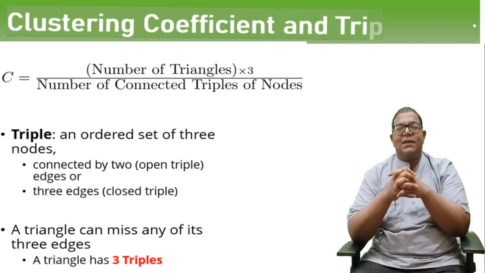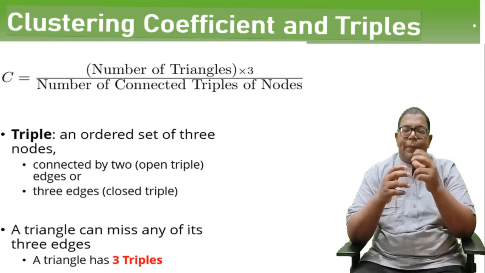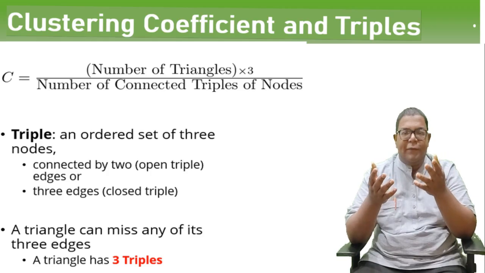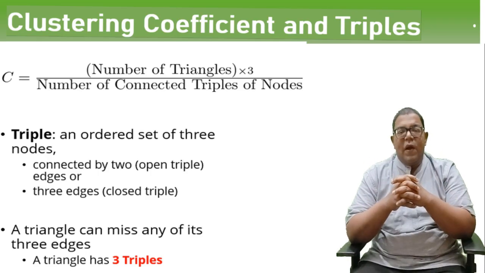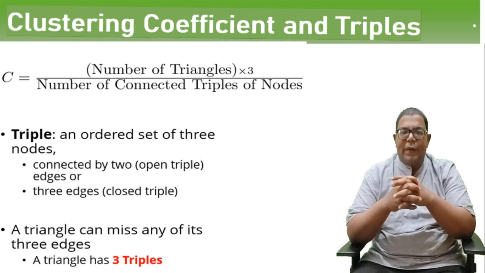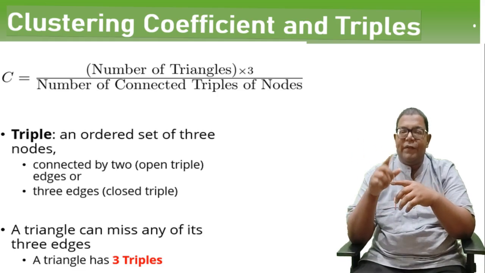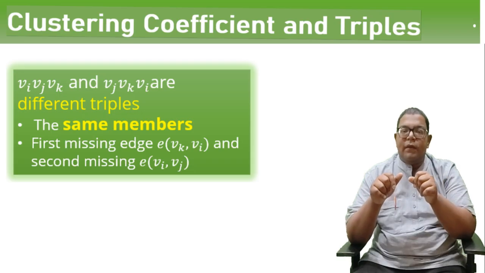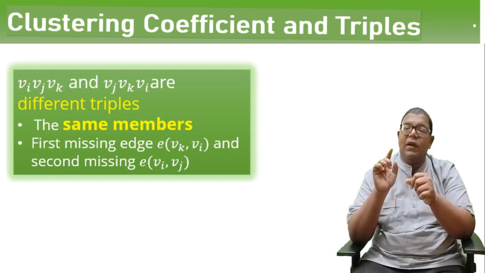So let us understand first the different triple. When do we call two triples as different triples? The first case is obviously when there are different nodes for both the triples. Obvious. If one triple has edges on nodes V1, V2, V3 and the second triple has the nodes V2, V4, V5, V6, then they are two completely different triples. But the second condition arises when the nodes are same but still they are called as different triples.